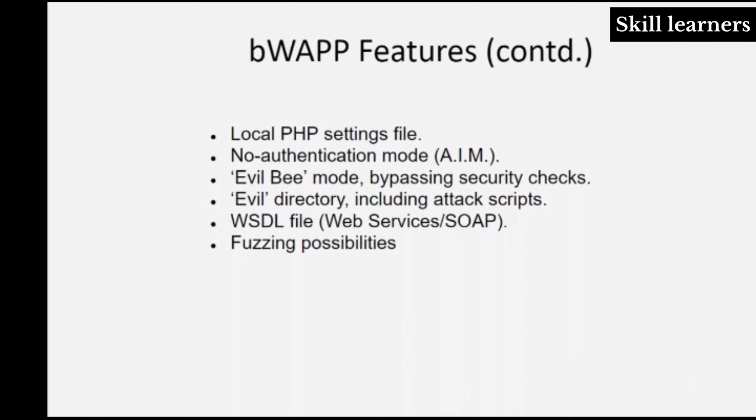Then it provides an evil B mode, which is mainly related to you acting as a hacker and trying to bypass the whole security of the BWAP application. Then it has an evil directory mode also available, where you will use some kind of scripts to attack the web application. Finally, it also offers WSDL and fuzzing possibilities. WSDL is the web services basis, which is used with XML schema. WSDL is set up with our BWAP application, and there are also fuzzing possibilities where you can provide unvalidated inputs and see what is happening with the web application.